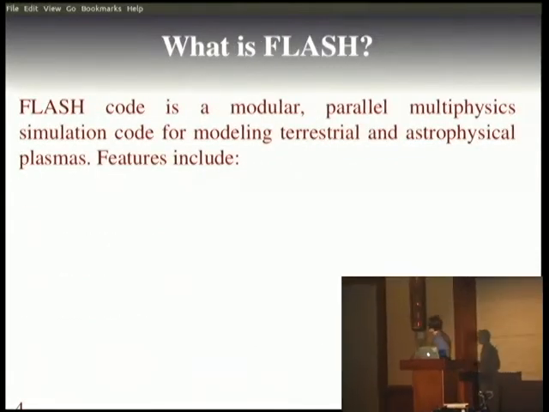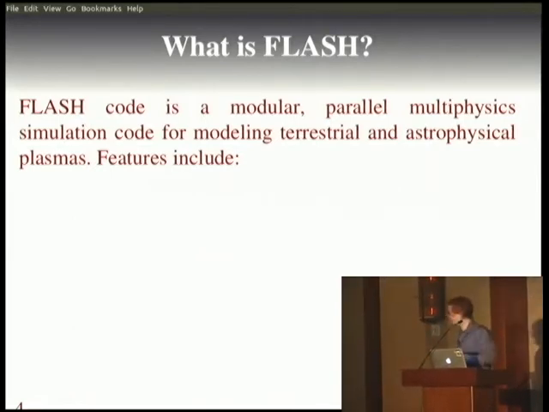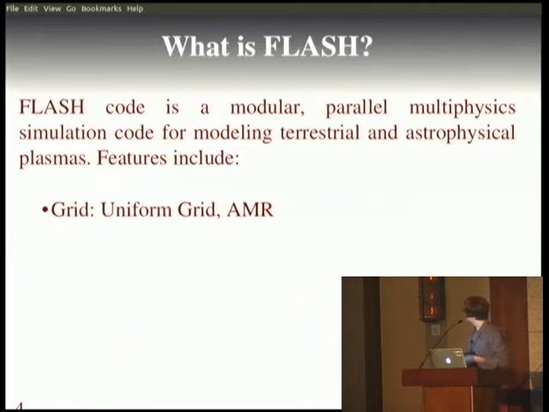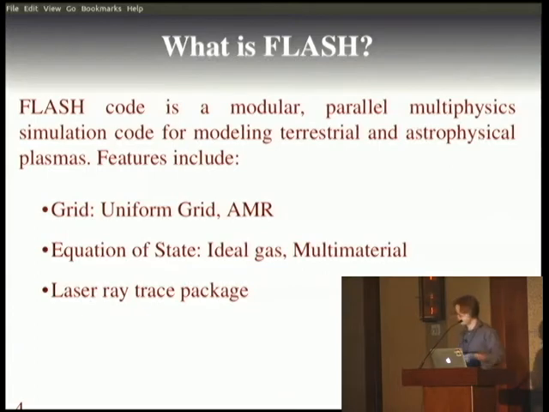So the code that I currently work on is this Flash code. It's a big, multi-physics code. It's written in a handful of languages. It has these features. It's uniform grid, AMR. It's a big magnetohydrodynamics multi-physics code, right? So multi-materials, we now have this laser ray trace package for doing not just astrophysical simulations, but the thing that I do, which is high energy density physics and nuclear burning in stars and such.